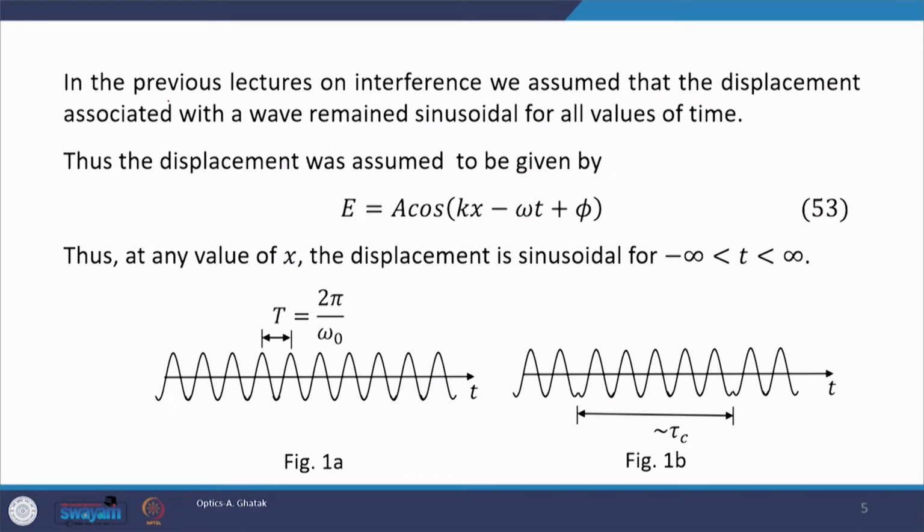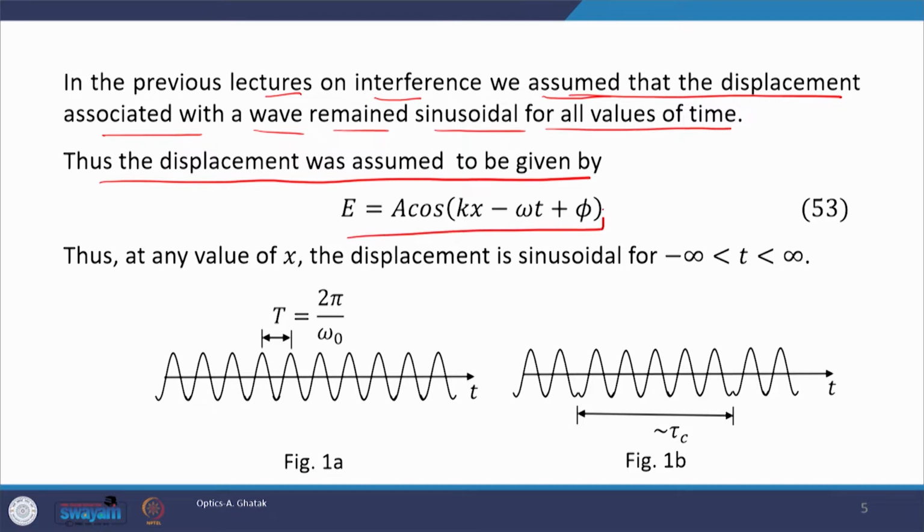Now, in the previous lectures on interference, we assumed that the displacement associated with a wave remained sinusoidal for all values of time. Whenever we write an expression of the field, we write E is equal to E naught e to the power i(omega t minus kz), or E is equal to E naught cos(omega t minus kz). This expression is valid for a monochromatic source, and it says that the wave is sinusoidal, extending from minus infinity to plus infinity. Thus, the displacement was assumed to be given by this expression.